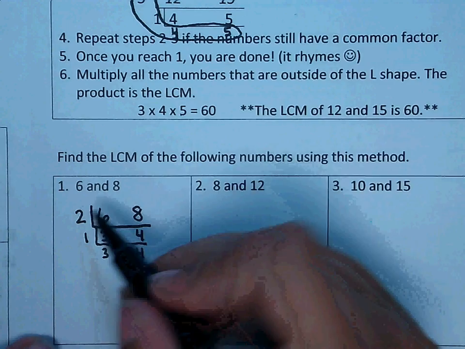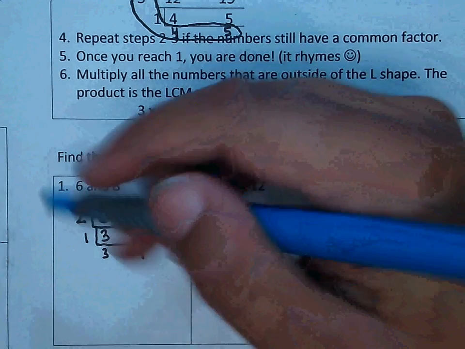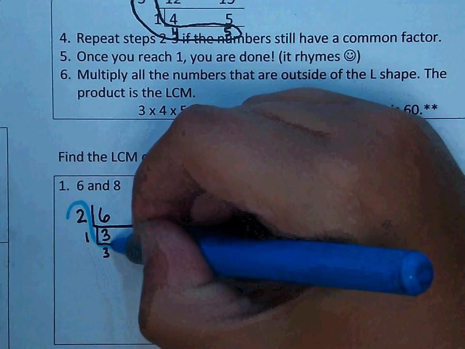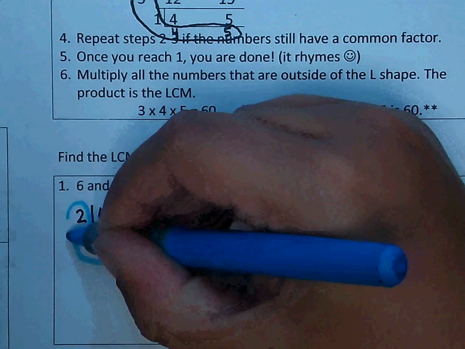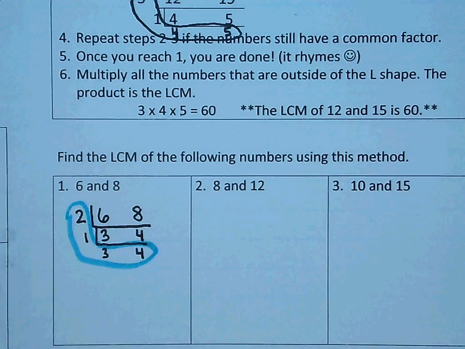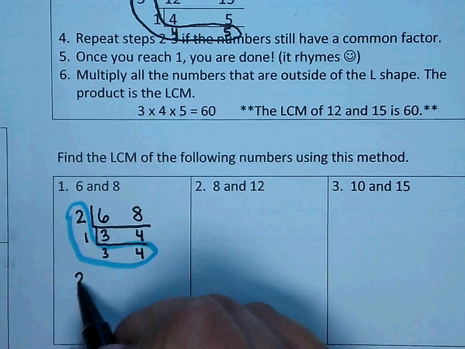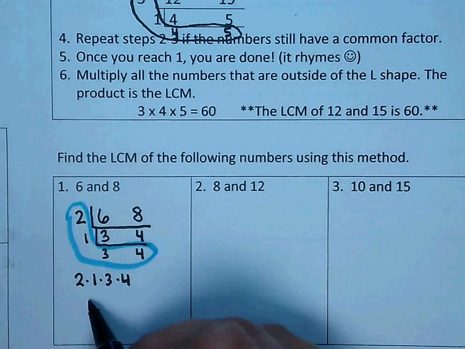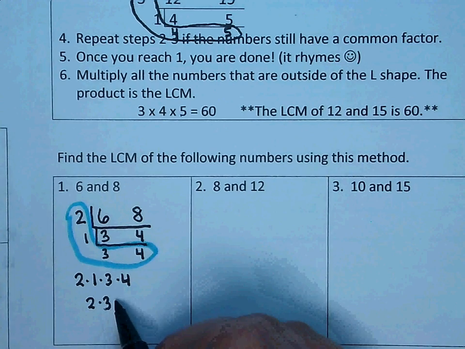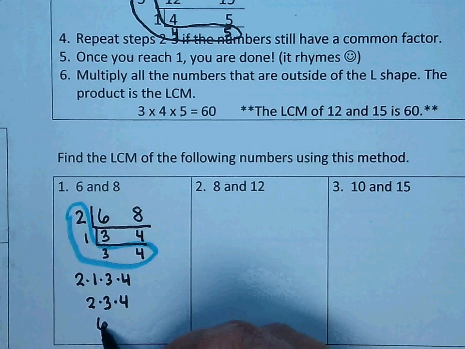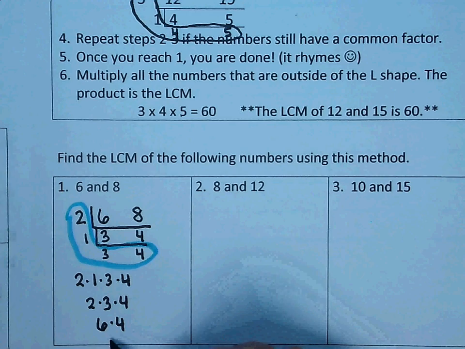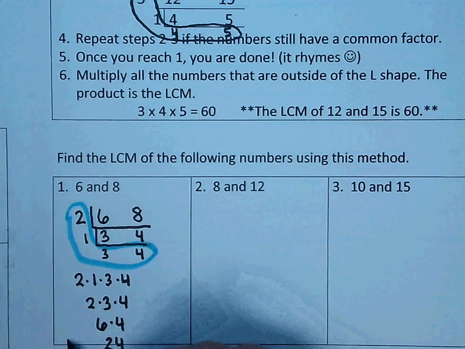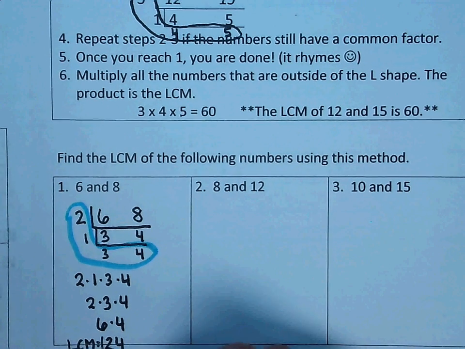So it rhymes. And then what you get to do, I'm going to kind of highlight it in blue. You get to multiply. Kind of makes an L. Isn't that cool? For least common multiple. So you get to multiply 2 times 1 times 3 times 4. 2 times 1 is 2. And 2 times 3 is 6. And 6 times 4 gives me 24. So my least common multiple is 24.